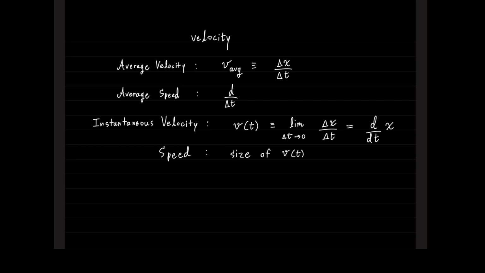Knowing this, we can also define the instantaneous speed. It is the size of the instantaneous velocity. In this case, it is the absolute value of v of t.